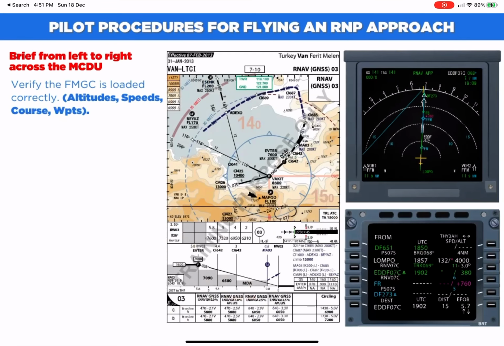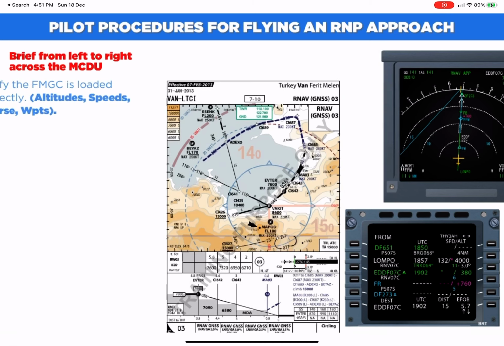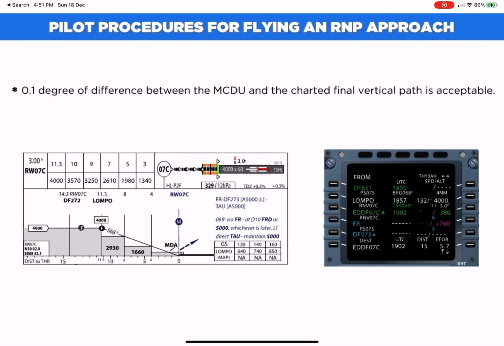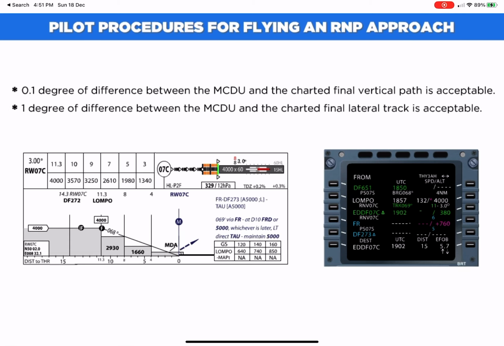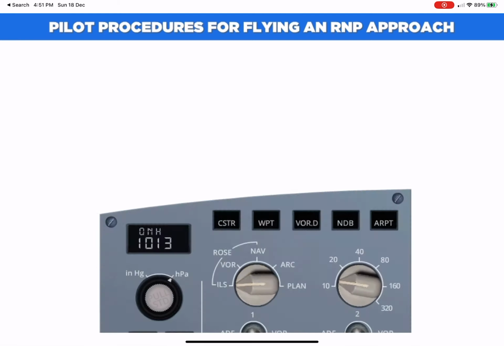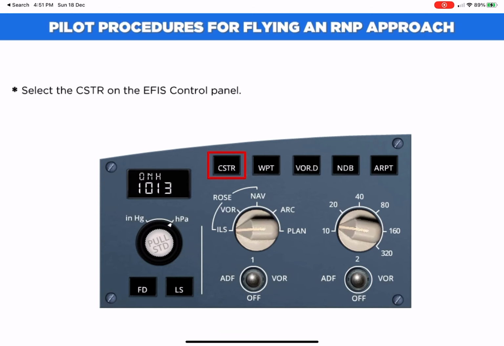The pilot in command shall verify the correct RNAV (GNSS) procedure was loaded by comparison with the approach charts via the map display. This check must include the waypoint sequence, and the tracks, altitudes, speeds, distances and course of the final approach segment. The pilot in command should brief from left to right across the MCDU. 0.1 degree of difference between the MCDU and the charted final vertical path is acceptable. 1 degree of difference between the MCDU and the charted final lateral track is acceptable. Select the CSTR on the EFIS control panel.